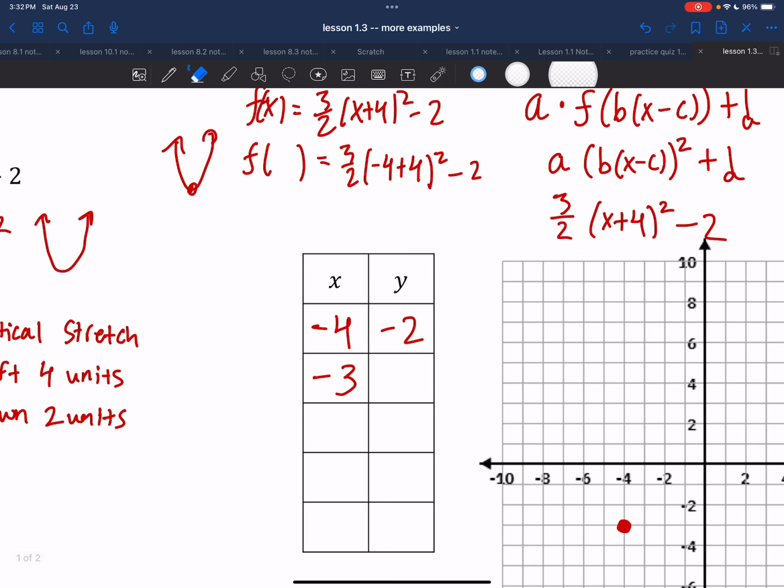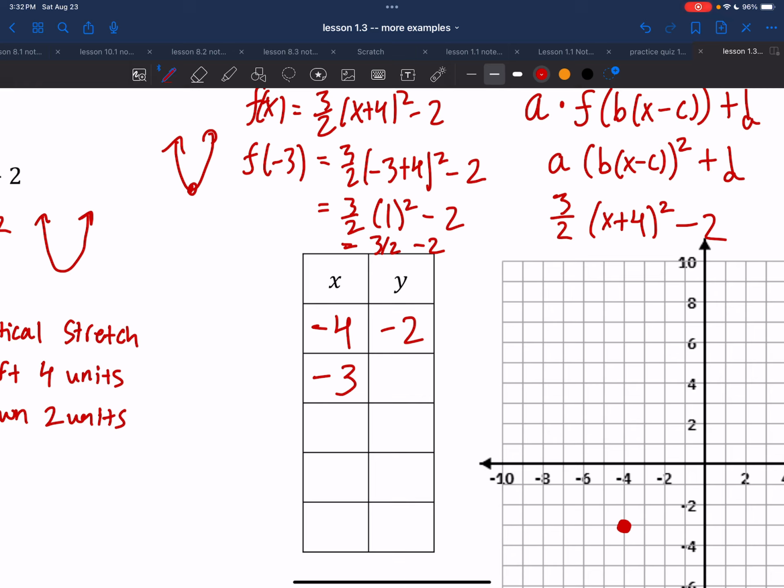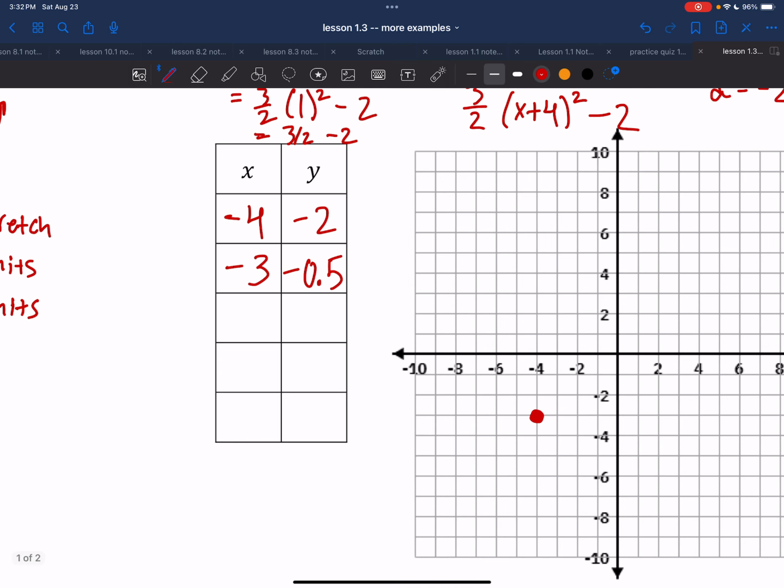But if I wanted to evaluate f of -3, that would just be doing the same thing, but replacing x with a -3. And I'm going to actually write out the math this time. If you do order of operations, -3 plus 4 is 1. And then that's going to get squared, which is just 1. Meaning it's just 3/2 times 1. That's just itself. Minus 2. Of course, 3/2 is like 1.5. Subtract 2 from 1.5 and you have -0.5. Or you could write -0.5 there. So at -3, -0.5, that's going to be about right there.